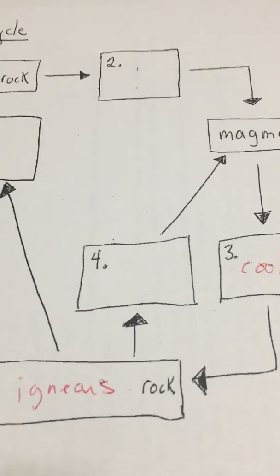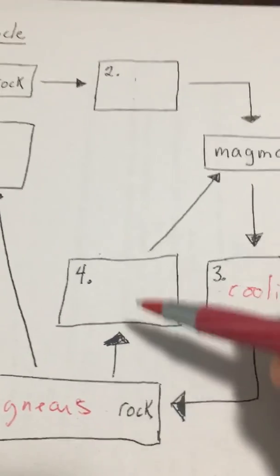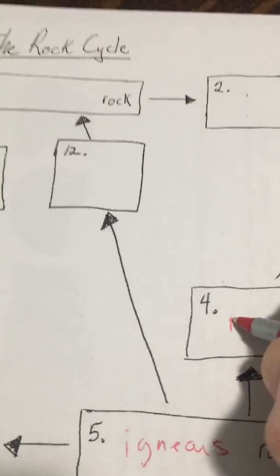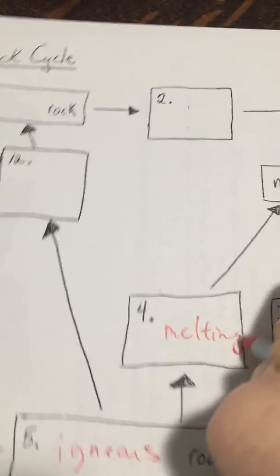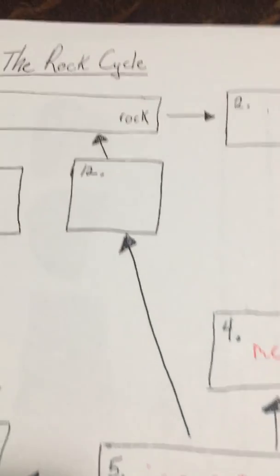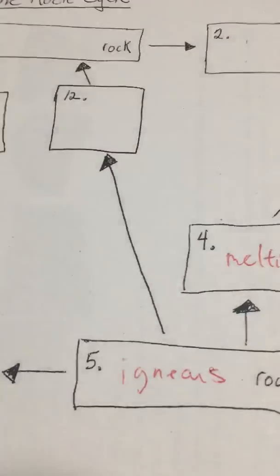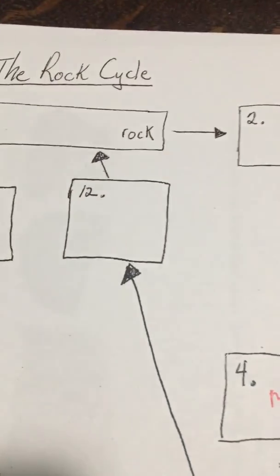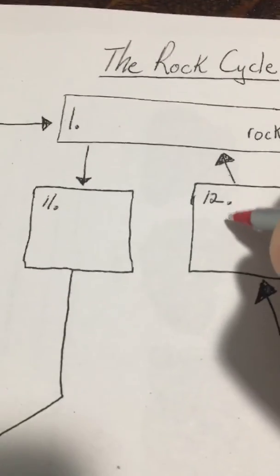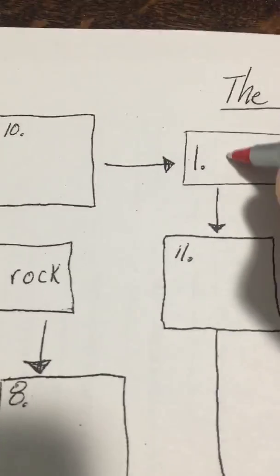But then igneous rock in turn can go through a process where it becomes magma again. How does igneous rock become magma again? Well, it undergoes melting. Okay, so we have that. Now, igneous rock undergoes a process where it turns into another type of rock up here at the top. So what process can igneous rock undergo before it turns another type of rock? Well, it can undergo the process of heat and pressure and become metamorphic rock.